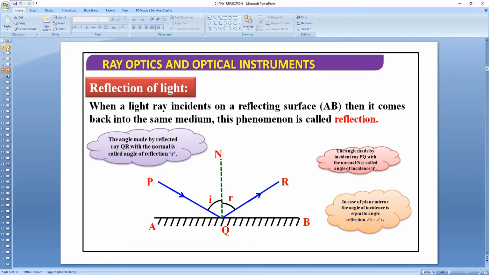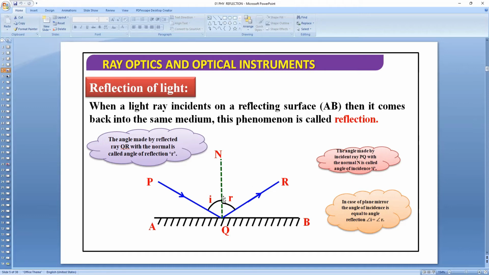We can understand what is reflection of light. When a light ray is incident on a reflecting surface, that is AB, assume that it's a mirror, and PQ is the incident ray, incident at point Q, then it bounces back as QR, the reflected ray. When a light ray is incident on a reflecting surface AB, then it comes back into the same medium. This phenomenon is called reflection.